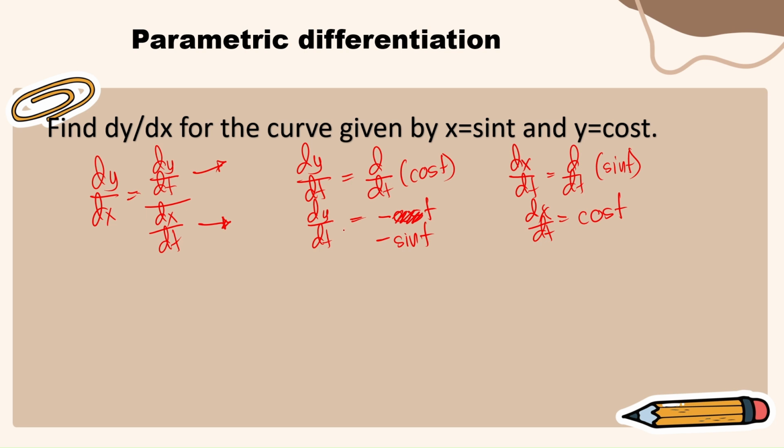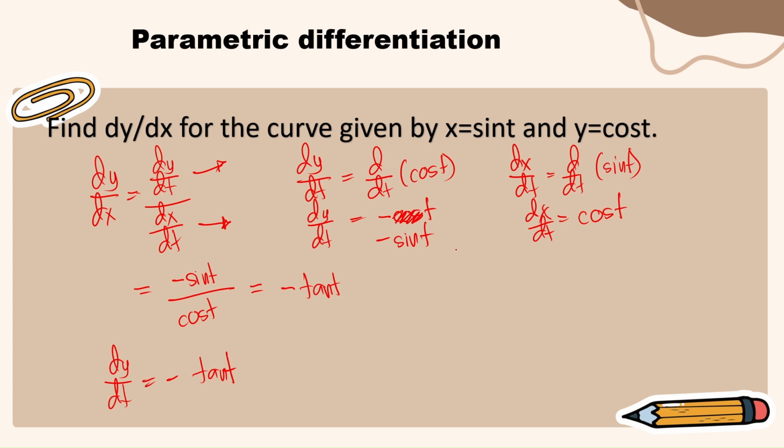After getting this one, we just substitute. We will have negative sine t over cosine t. This could be an answer already, but since we are good in trigonometric identities, we know that sine t over cosine t is equal to tangent t. So minus tangent t. Our answer is dy over dx is equal to negative tangent of t.